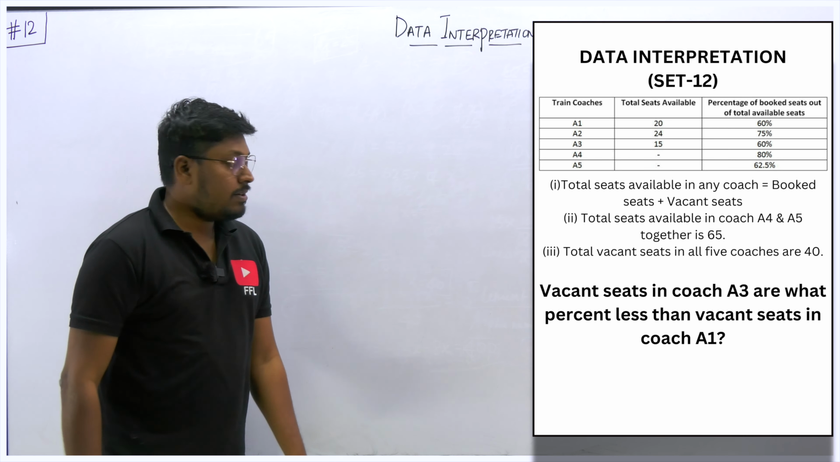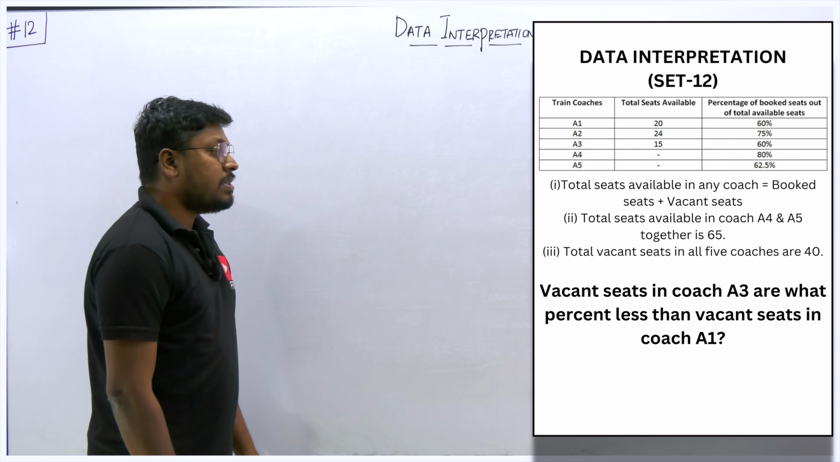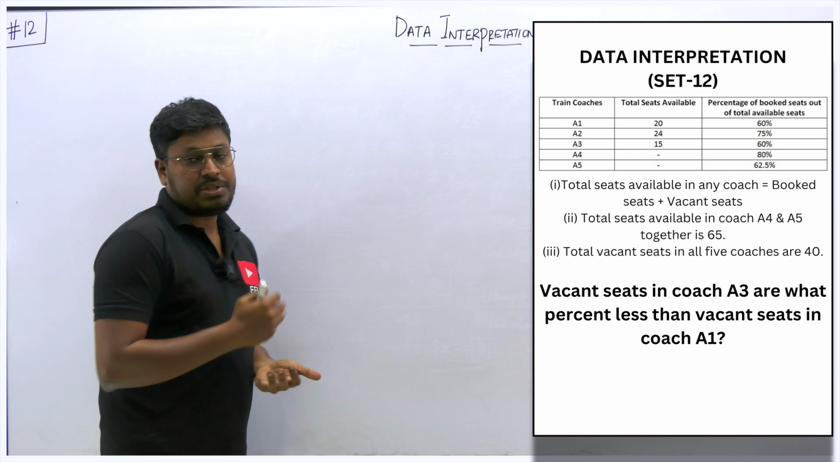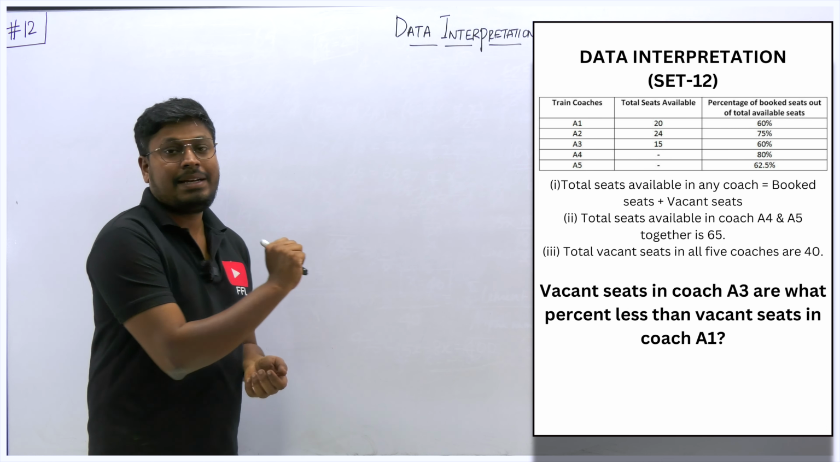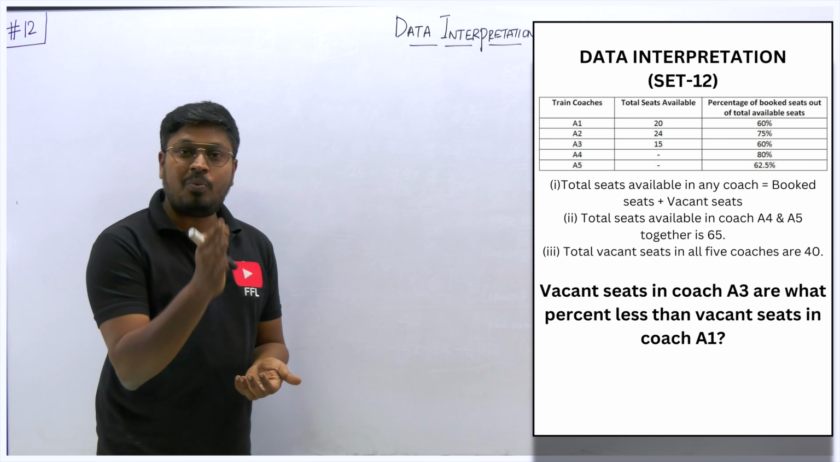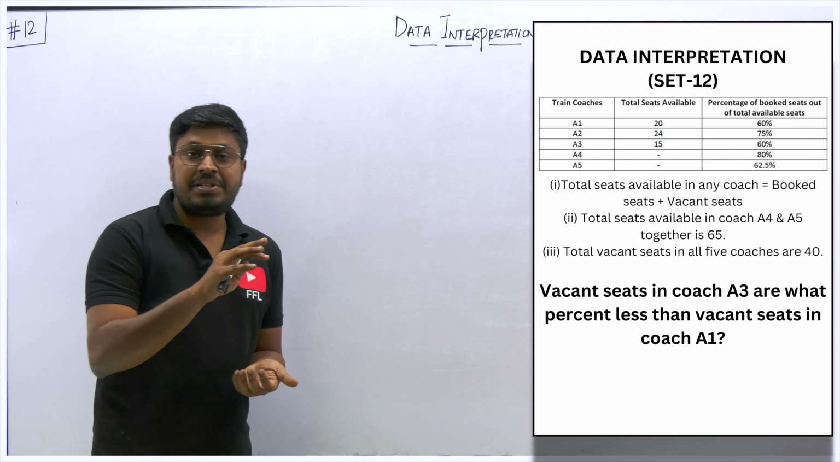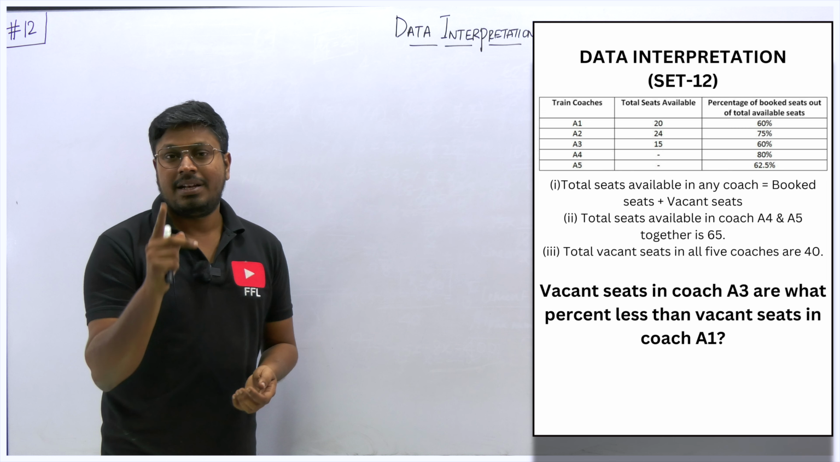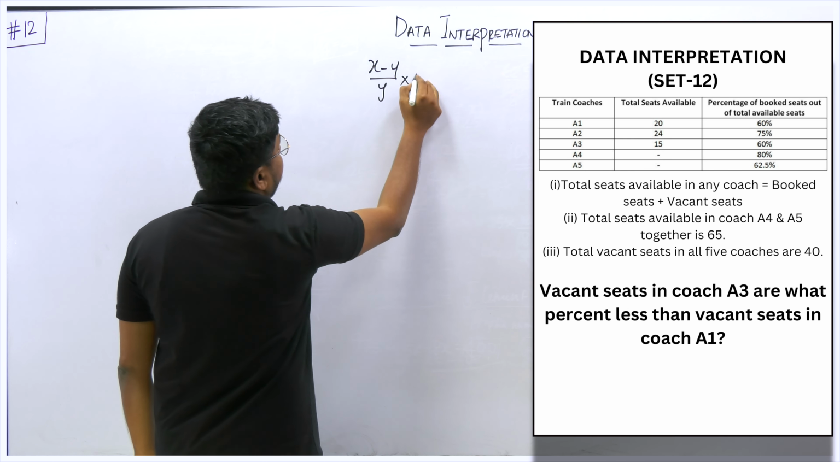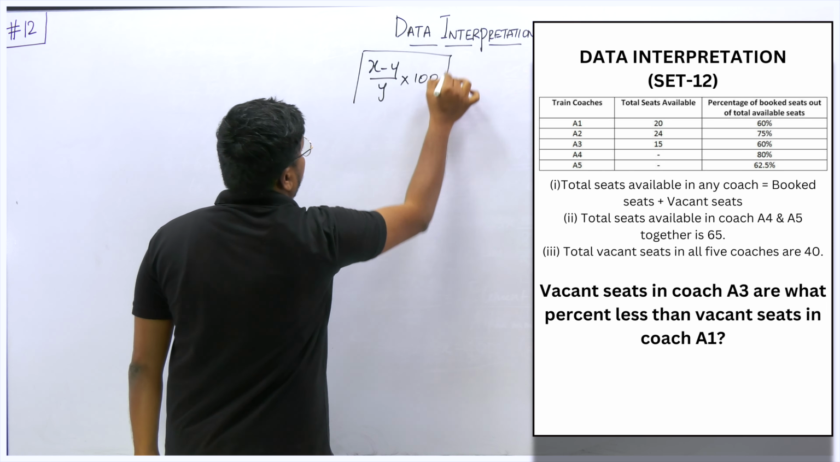So third question. Vacant seats in coach A3 are what percentage less than vacant seats in coach A1? So just see, what percentage less than. We know the formula, right? What percentage more, what percentage less, or in the question itself, what percentage more or less. There is only one formula, that is x minus y divided by y into 100, right? So never forget this formula.